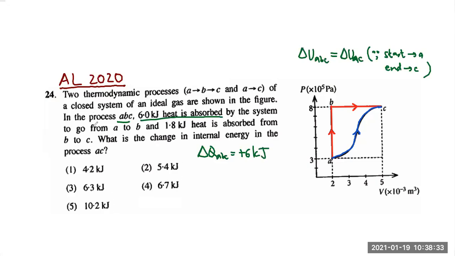In the process ABC, 6 kilojoules of heat is absorbed by the system to go from A to B. So it's not the entire thing, it's only A to B. From A to B it is 6.0, and 1.8 kilojoules is absorbed from B to C. Delta Q B to C is equal to 1.8 kilojoules absorbed. What is the change in internal energy in the process AC? So the question is, what is delta U AC?